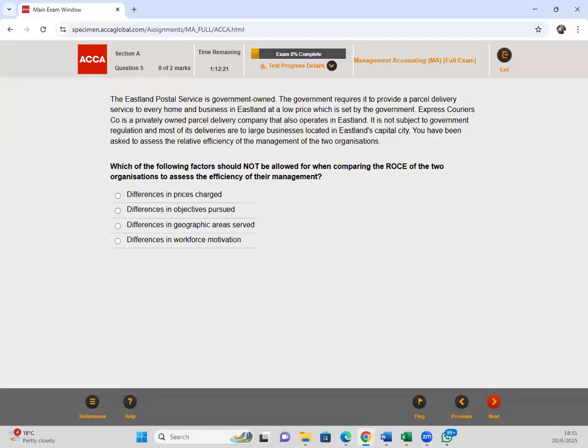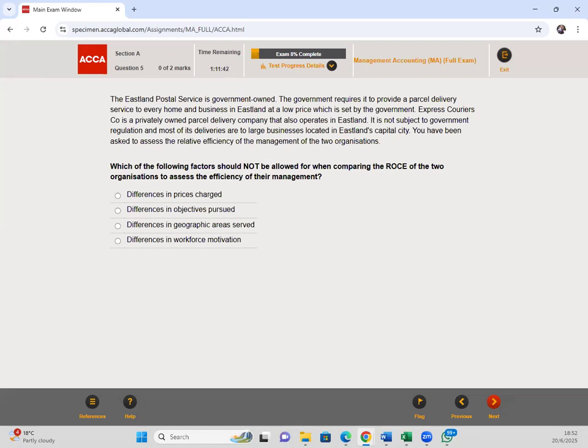In other words, the question is saying, if you are assessing whether the managers are doing well, which factor should we not set aside? Because there are factors that make it difficult to compare performance for these two firms, because one is a private entity, the other one is a government entity. So which of the following factors should not be allowed when comparing the ROS? When you're comparing their ROS, which factor should we set aside?